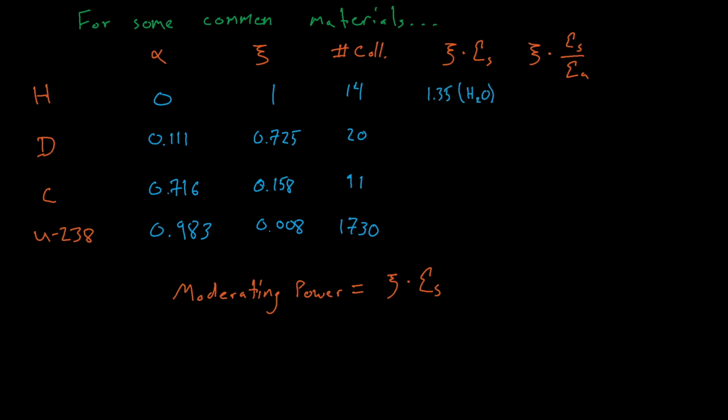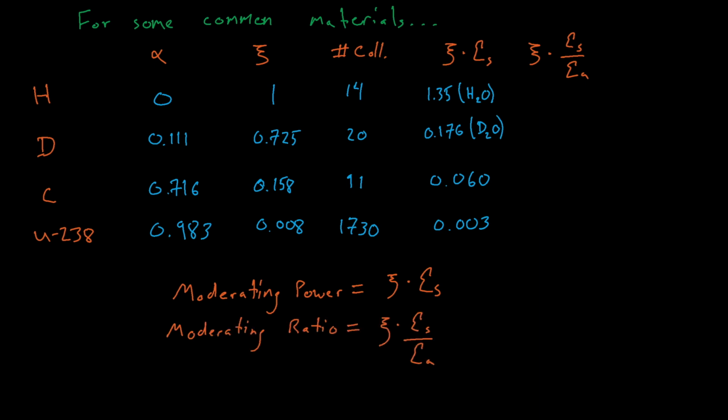The moderating power of light water is very, very high, significantly higher than that of heavy water, and much higher than that of graphite and uranium. But we know that light water really isn't the best reflector, right? Why do people usually consider heavy water and graphite to be better moderators? To see why, we need to look at one last parameter, the moderating ratio.